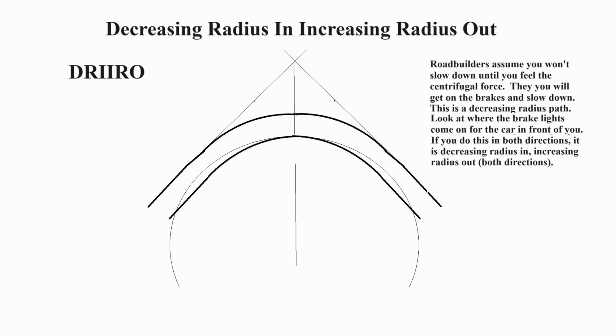Decreasing radius in, increasing radius out turns. The majority of turns are built this way. Road builders assume you won't slide in until you feel the centrifugal force. The apex ends up more or less in the center of the turn.